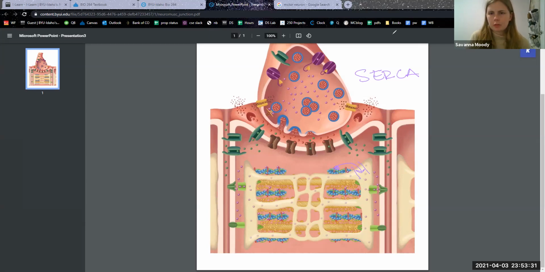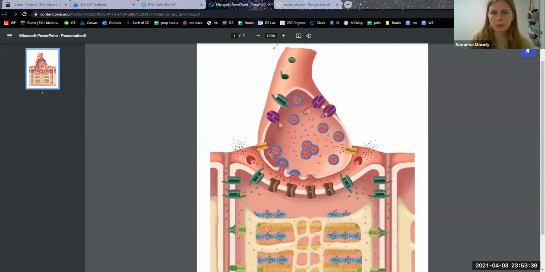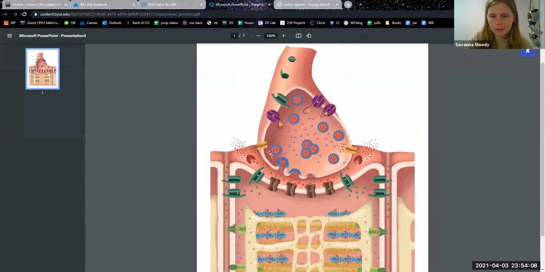Okay, so just to run over things really quickly one more time, start from the top. An action potential sweeps down the neuron, opens a voltage-gated sodium channel. Sodium floods into the cell, which opens a voltage-gated calcium channel. Calcium floods into the cell, binds to a SNARE protein, causing exocytosis of acetylcholine. Acetylcholine binds to a ligand-gated cation channel, which allows cations to flow into the cell. And then let's move down a bit.